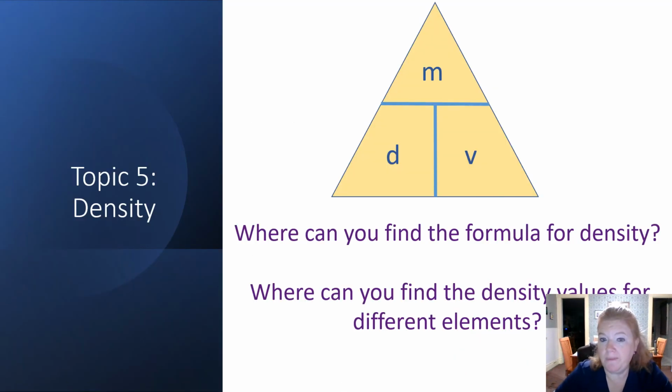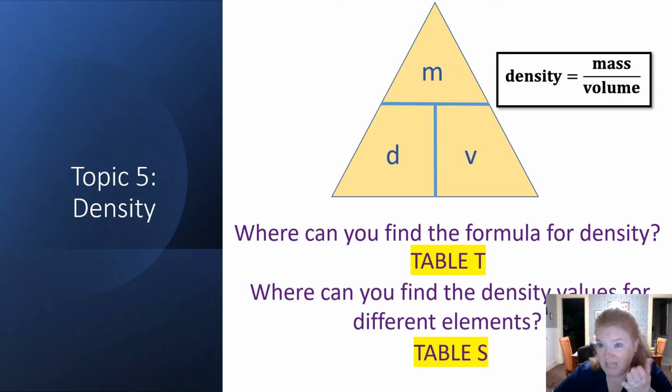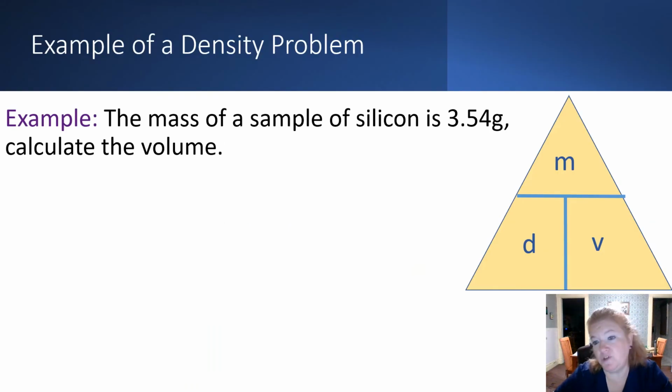All right, so remember the density formula. You can set up the triangle like that. Density equals mass over volume. Remember, table T is where you find the formula, and you can find values for density on table S. Density formula: mass over volume, and you use that to set up the triangle, if the triangle helps you.